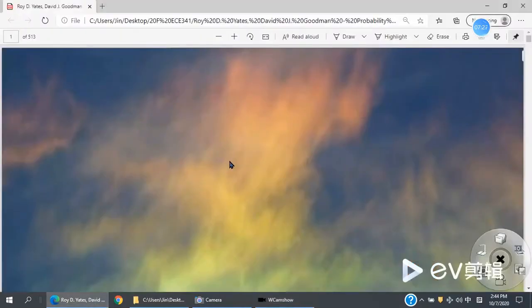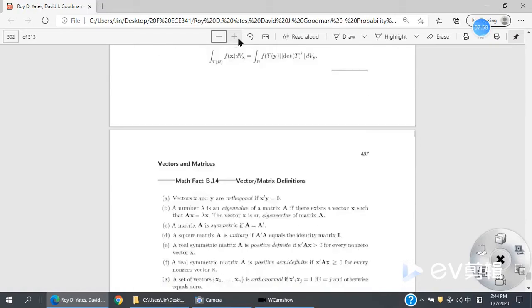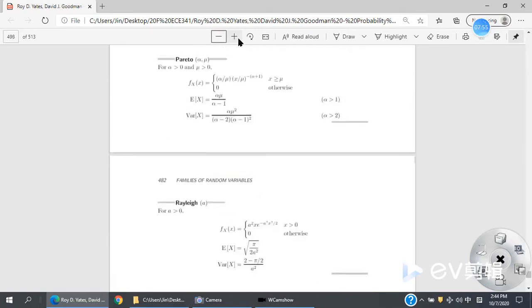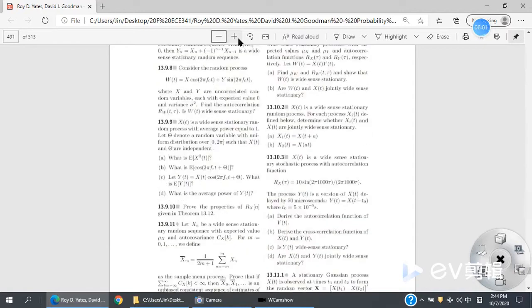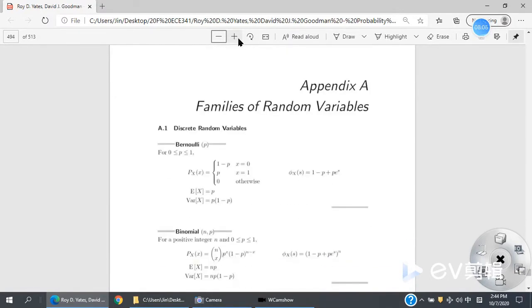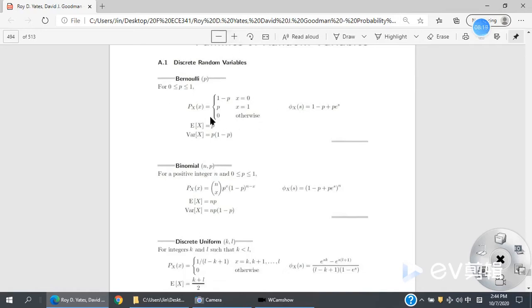Okay, now you can see in the appendix. Yeah, this is here. Appendix X at the end of the textbook. They have families of random variables. They are listed here. The first one is the Bernoulli distribution. So the result is here.